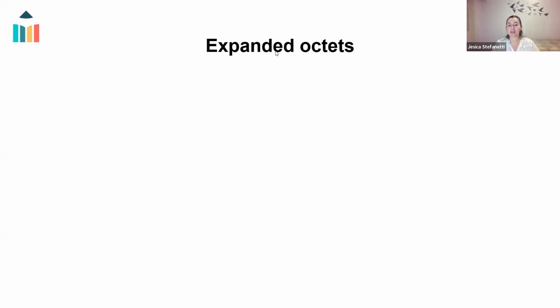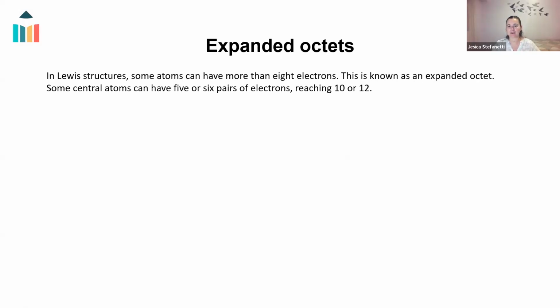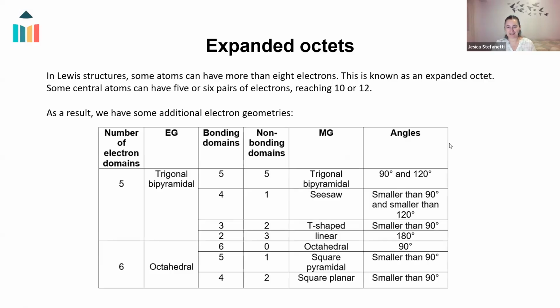Let's talk now about the expanded octets. Expanded octets is a concept that applies because some atoms might exceed the octet rule. They might have more than 8 electrons around. This is known as the expanded octet. They might have 10 or even 12 electrons around. As a result, we might have geometries that won't be just linear, trigonal planar, or tetrahedral. More geometries will appear. We might have 5 electron domains or 6, and so there are many other possibilities.